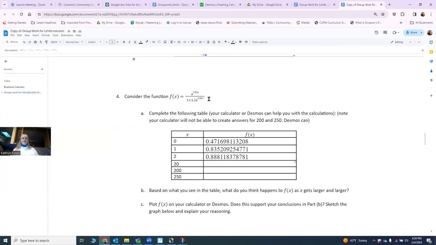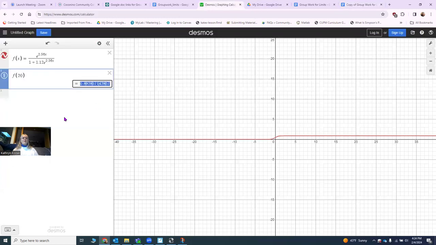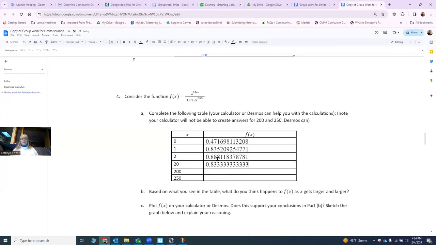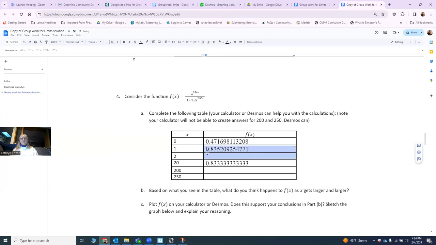Wait, I'm sorry. It's supposed to be 1.2, not 1.12. I apologize. So let's do this again. When I put 20 in there, I get 0.833333. Let's do the other ones, and you do the 2 and the 1 and the 0 again. Sorry about that.